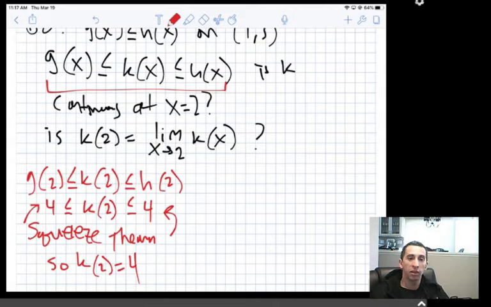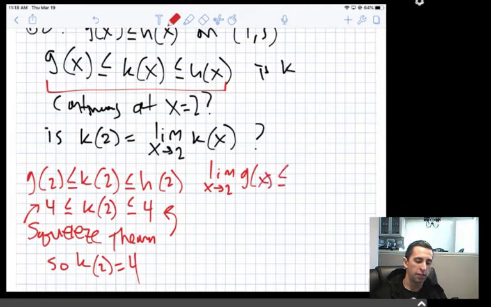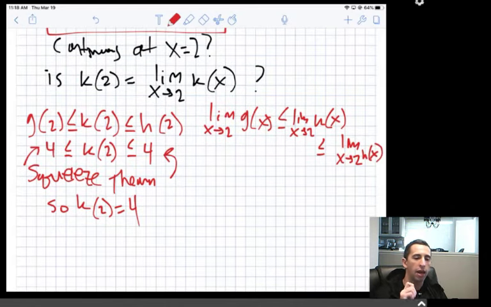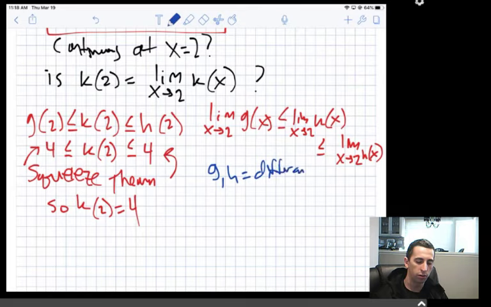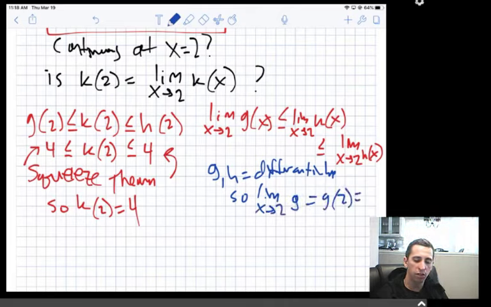Okay, we'll do the same thing with the limit. So we also know that the limit as x goes to 2 of g of x is less than or equal to the limit as x goes to 2 of k of x, which is less than or equal to the limit as x goes to 2 of h of x. Okay, and you know by the fact that g and h are differentiable, if I take the limit as x goes to 2 of g, that's equal to g of 2, which is still equal to 4. So that means we can put a 4 in for both of those as well.